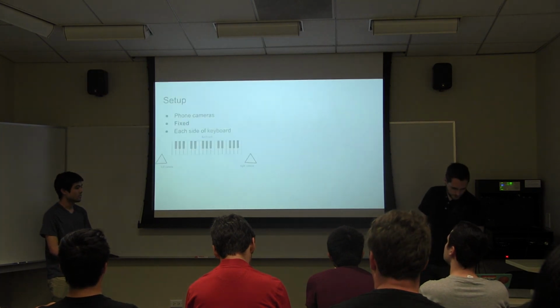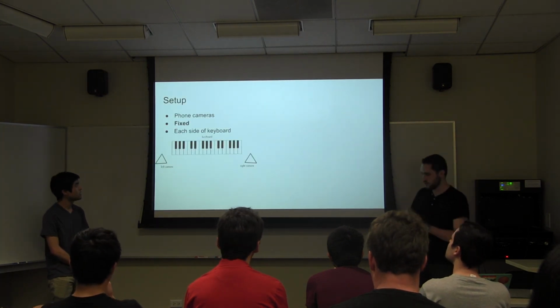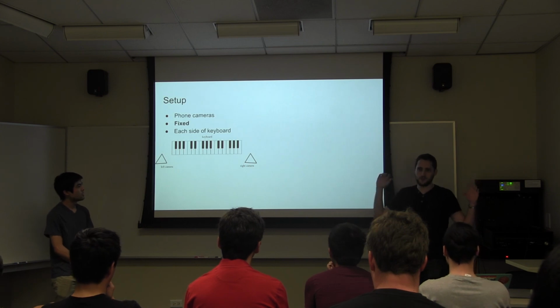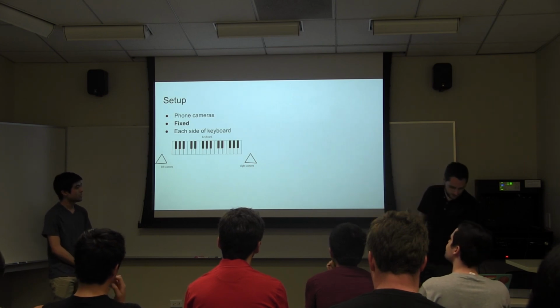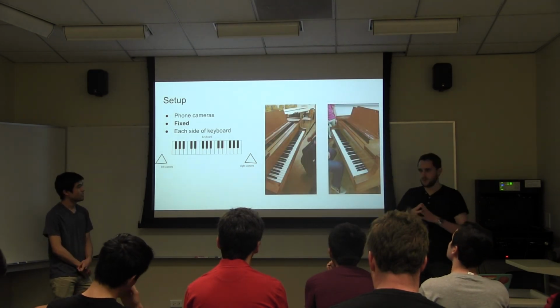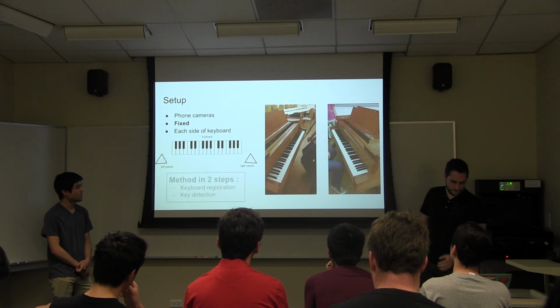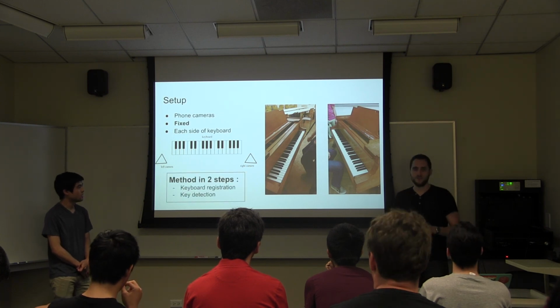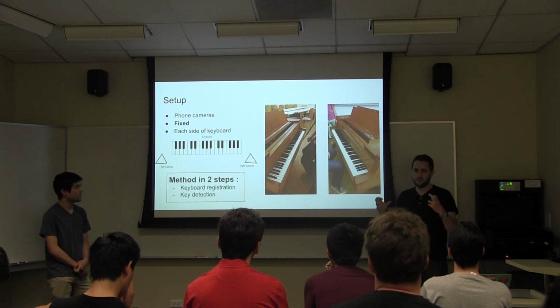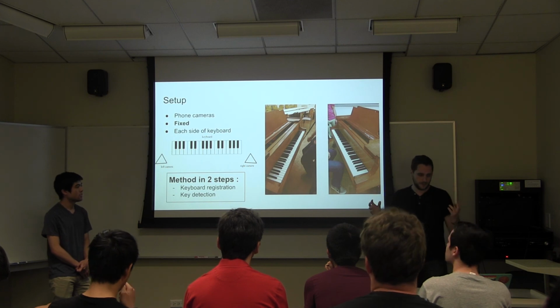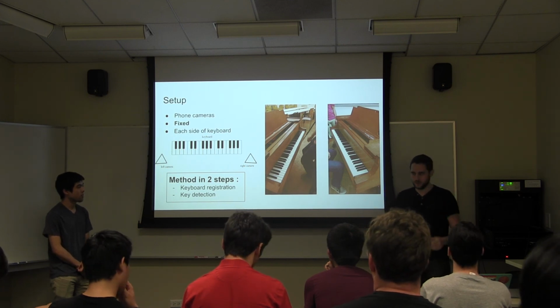Here we have a setup which is a keyboard, and we have two fixed cameras, one on the right and one on the left, so we get these kinds of images. We assume that we see the whole keyboard, and we assume that the cameras are fixed. Our method is in two steps. First, we want to identify the keyboard and map it to a virtual keyboard. Then, once we have this transformation, we have the key detection part.